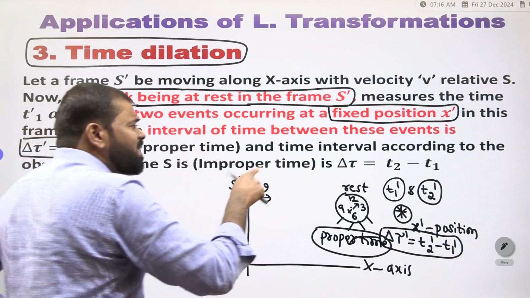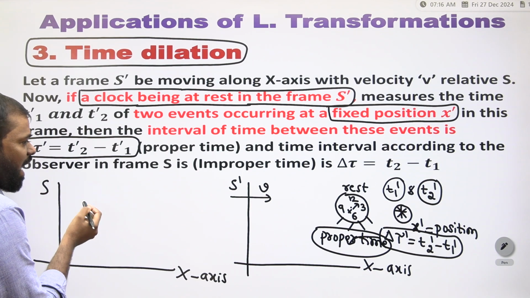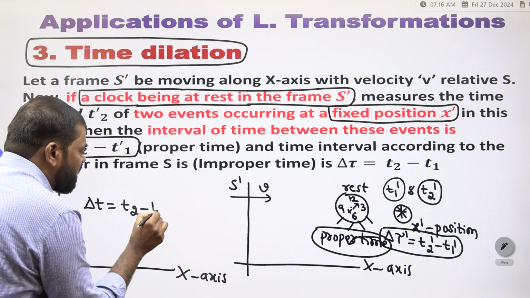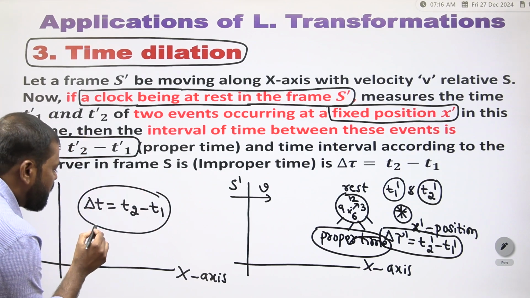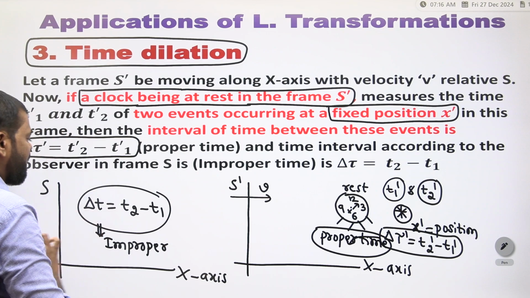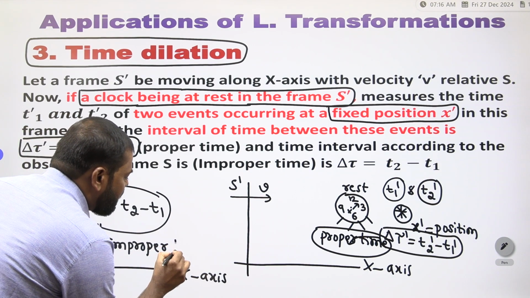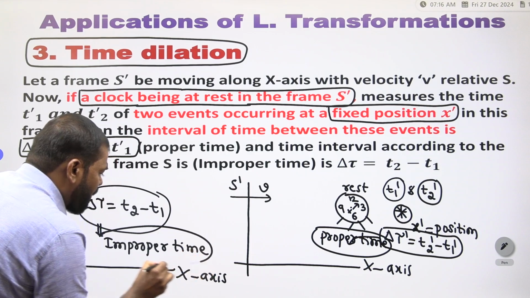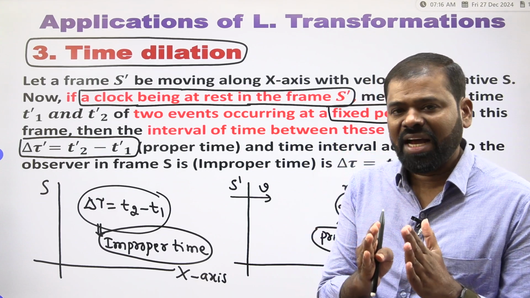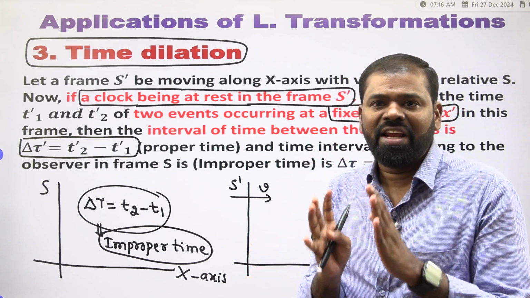And the time interval according to the observer in the S frame, dt equal to t2 minus t1 in the S frame, we call the improper time. Otherwise, you can take delta tau dash as the proper time, and delta t as the improper time. Clear? This is very important: what is the proper time, and what is the improper time. Understanding proper time and improper time is very important.